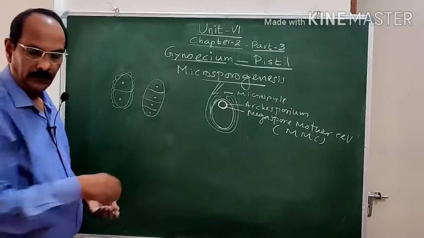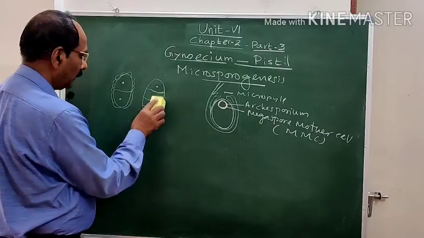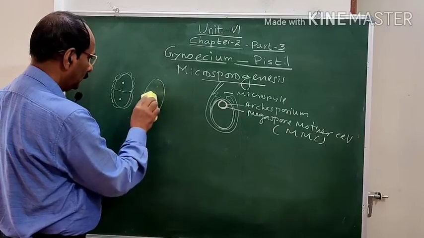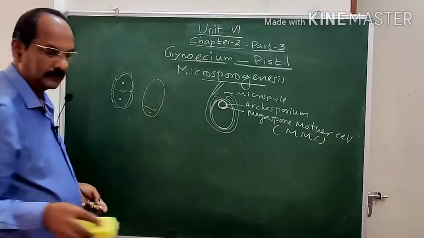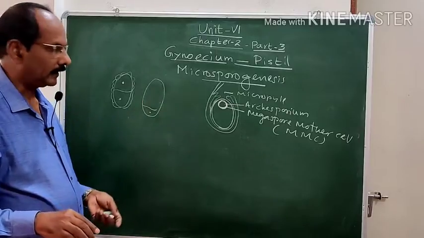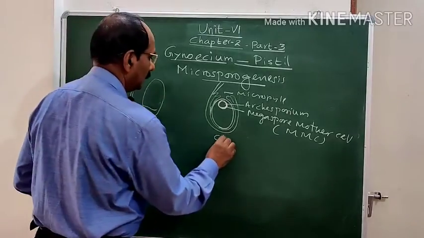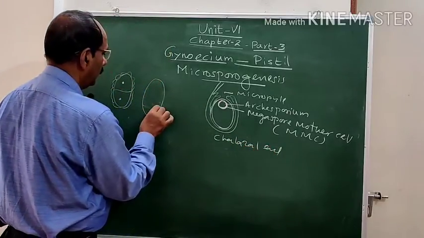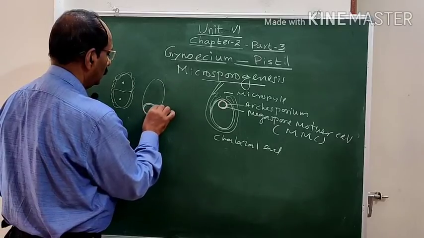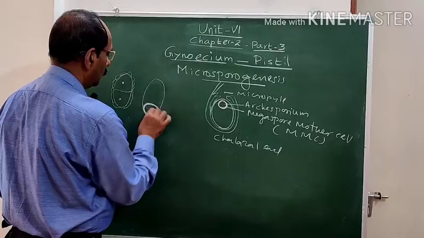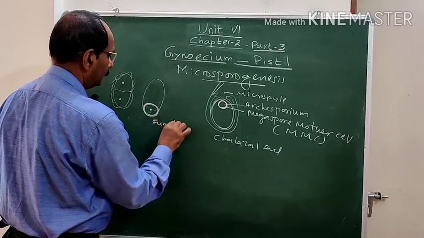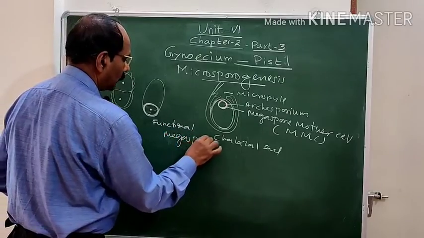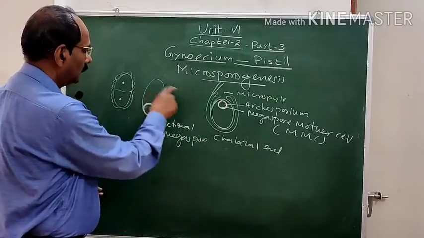Out of the 4 cells, 3 cells are present at the micropylar end. Suppose this is the micropyle, and these are 3 cells, 1, 2, and 3. These 3 cells will degenerate. The cell that is present at the chalazal end will remain here, and this functions as the functional megaspore. So like that, a functional megaspore is produced, and all the other 3 are degenerated.